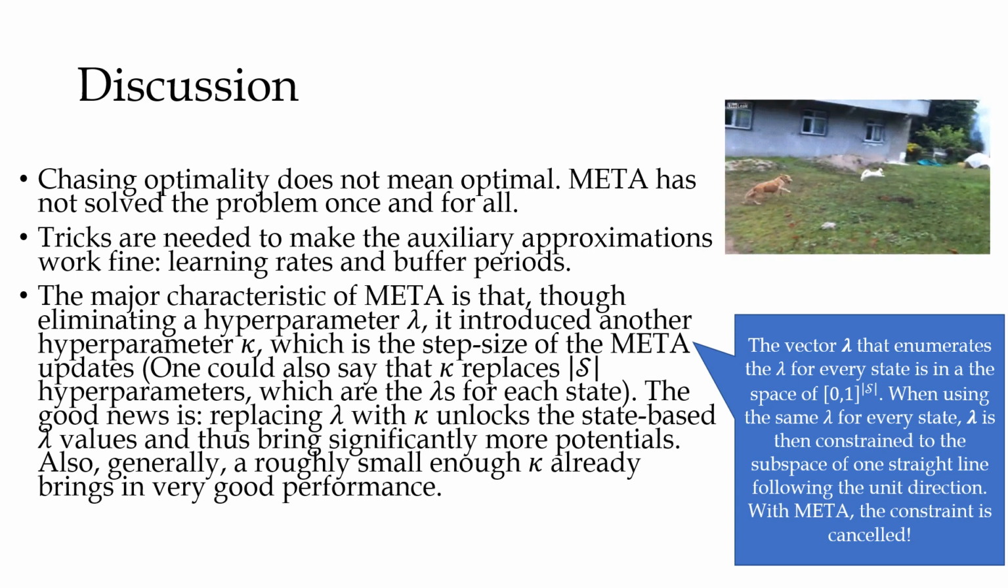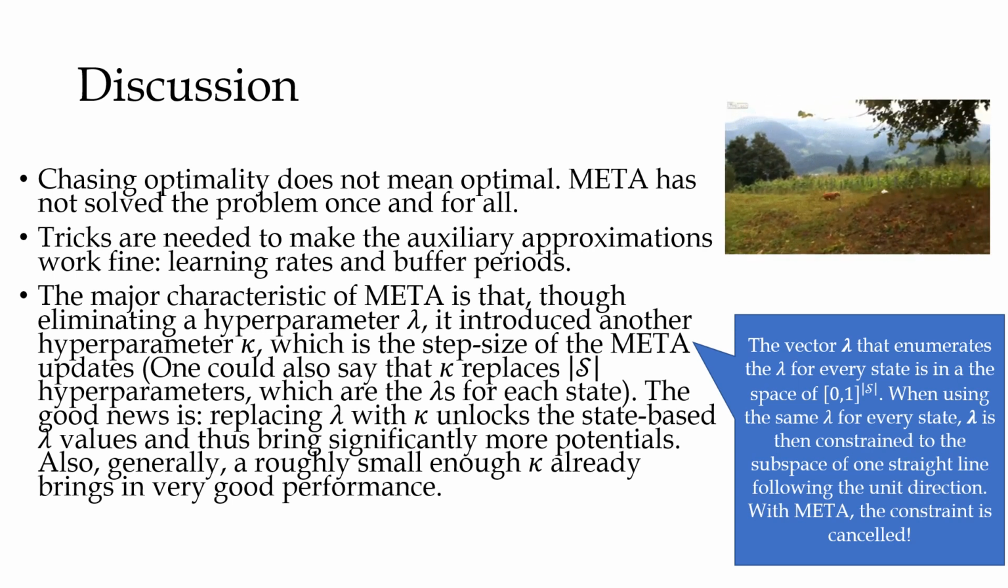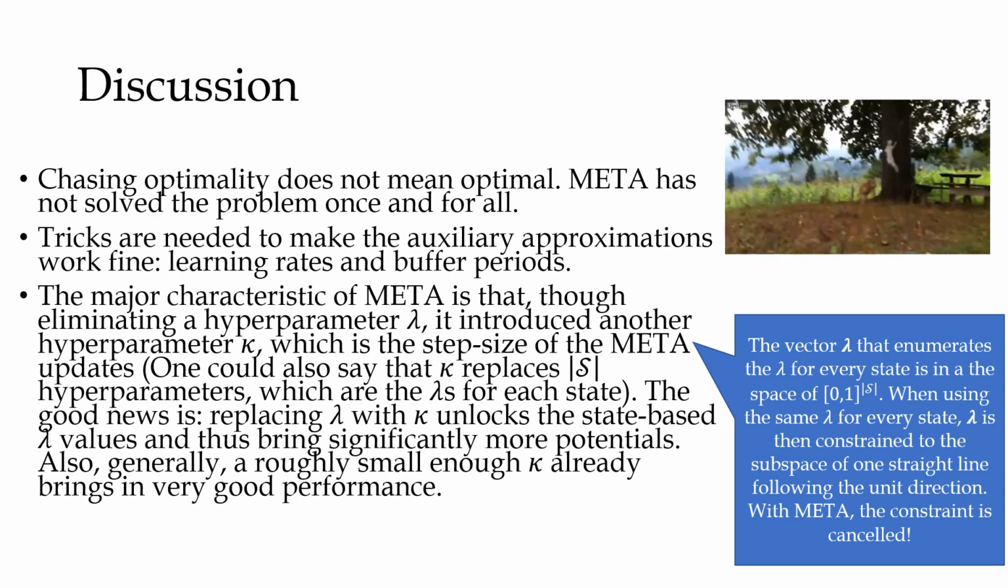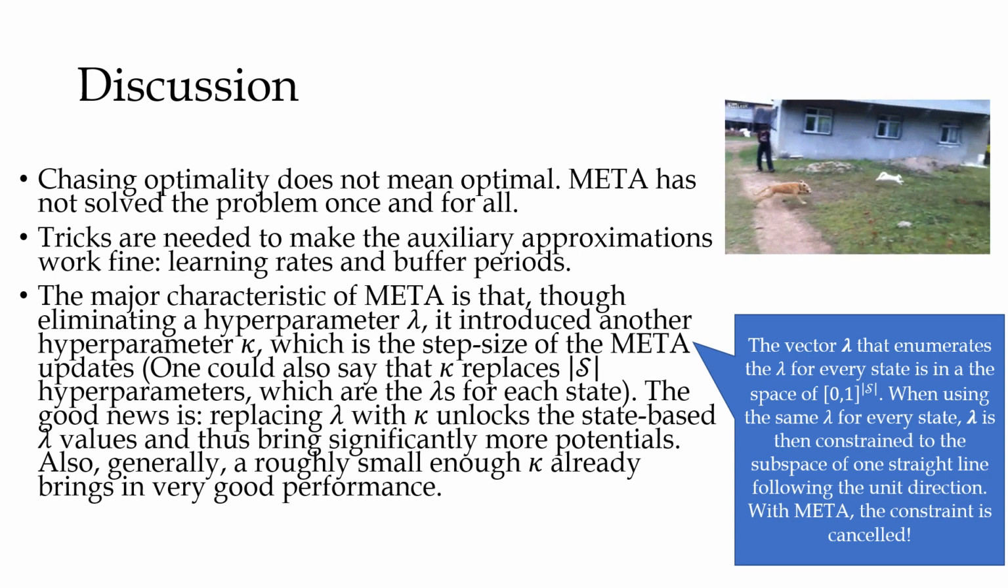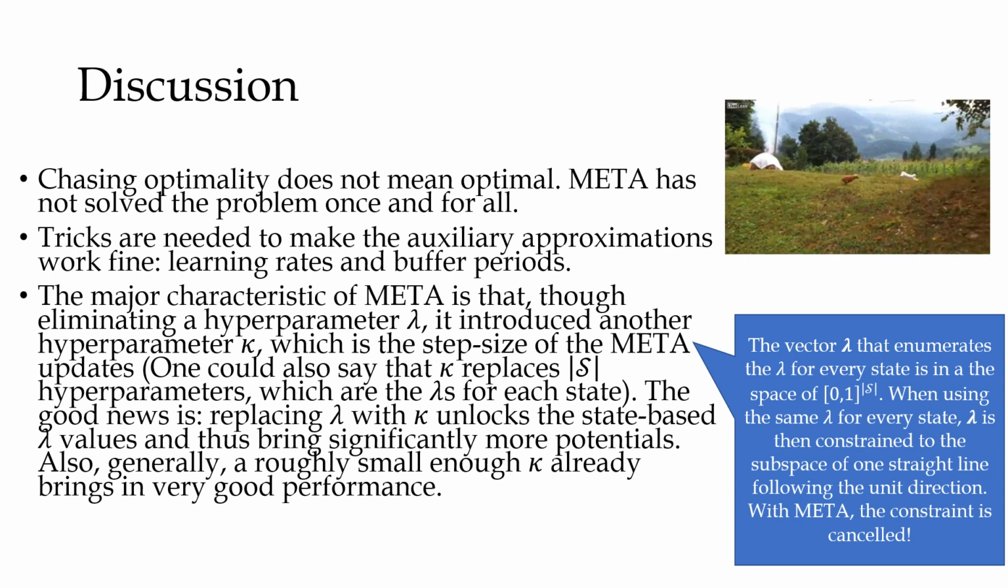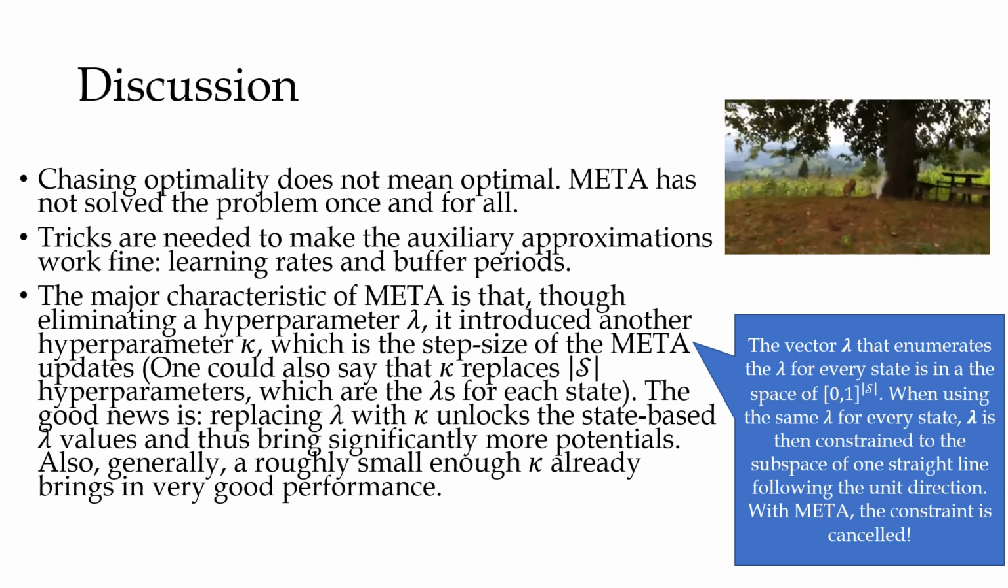Third, meta knocks out the tuning of lambda by introducing another tunable parameter kappa, which is the step size of the meta updates. This seems disappointing. However, we should point out that there are several benefits.